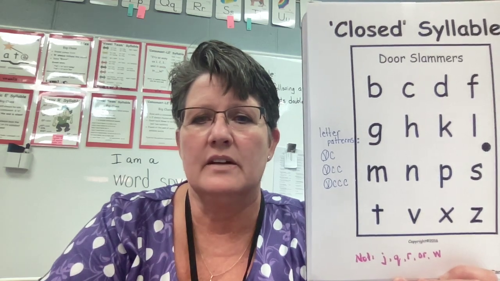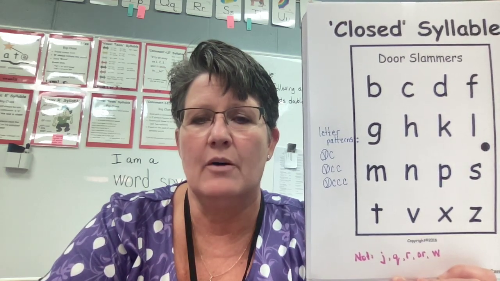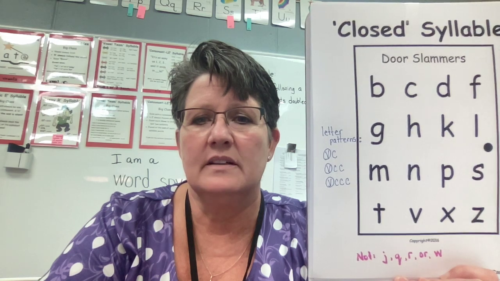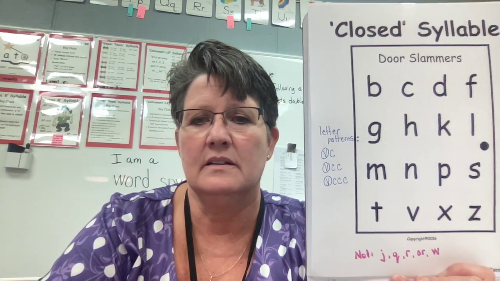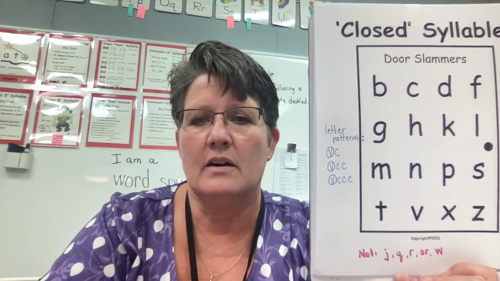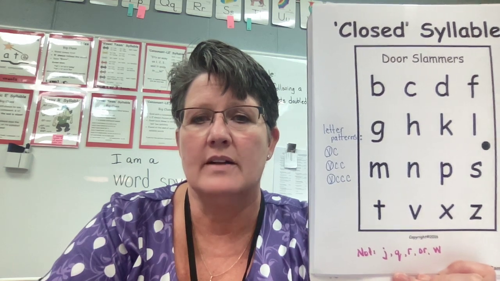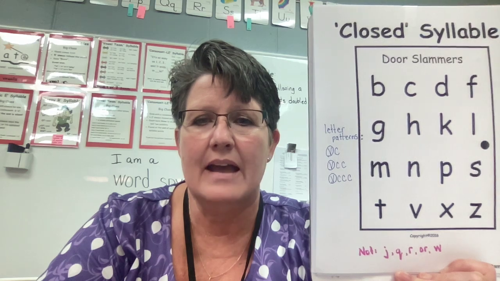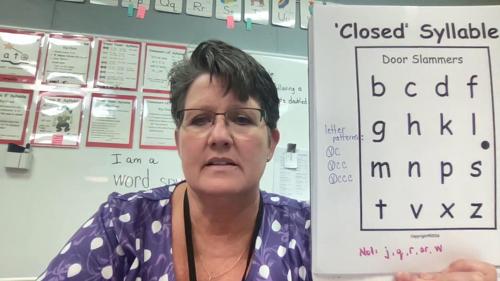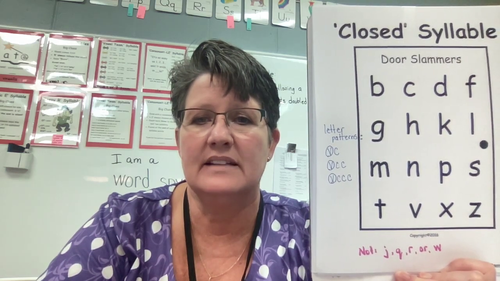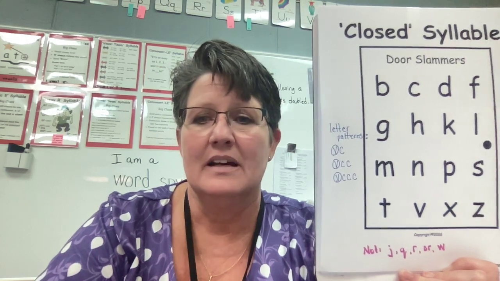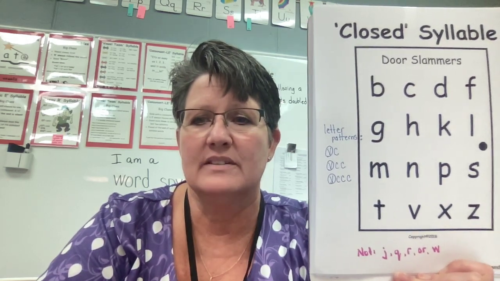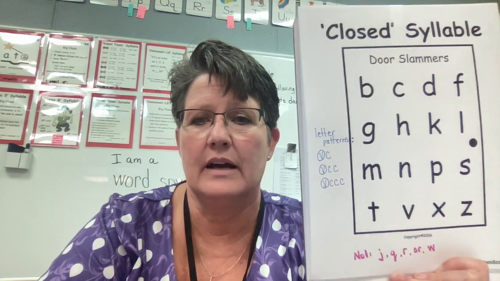The patterns that you're going to see, remember it's all about the vowel, is going to be vowel consonant, vowel consonant consonant, or vowel consonant consonant consonant. Now, the vowel consonant pattern would be like at, the vowel A, and then T. The T is going to close the door on the A and say it cannot say its name. It's going to say its short vowel sound or its soft sound.